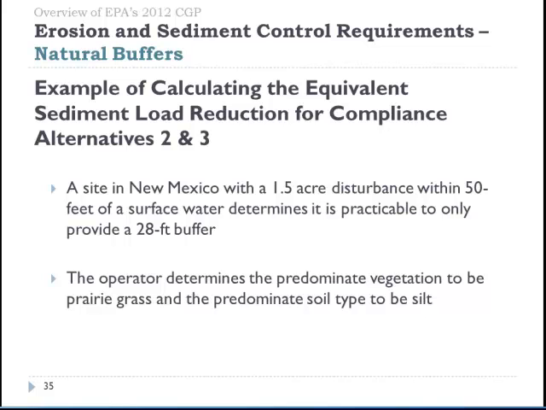The permit requires that you demonstrate how you achieve the equivalency, and in our buffer guidance, we provide tables that help you figure out what the sediment removal of a 50-foot buffer is, but there's certain site-specific information needed to figure out what this number would be, including the predominant vegetation in the buffer and your predominant soil type. So in this example, the operator determines that their predominant vegetation is prairie grass and predominant soil type is silt.